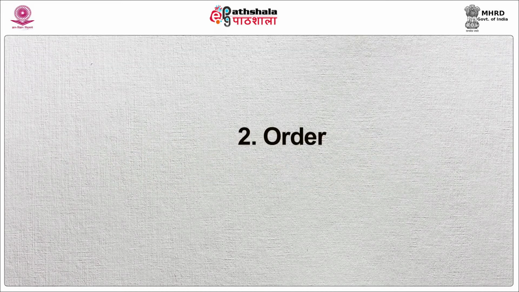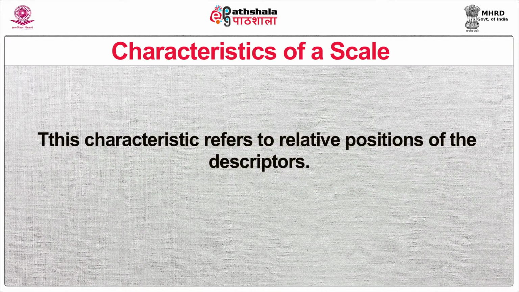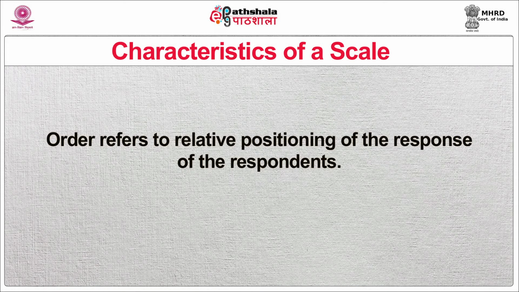Second, order. This characteristic refers to relative positions of the descriptors. Order refers to relative positioning of the responses of the respondents. For example, a scale could be constructed so that one response is greater than or less than the other one. Therefore, if a scale has order, the respondents could express their preference for a destination in terms of most preferred to least preferred.